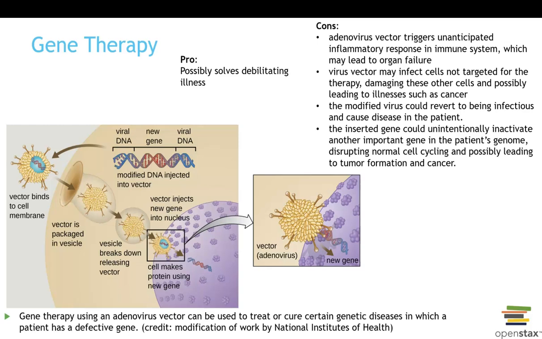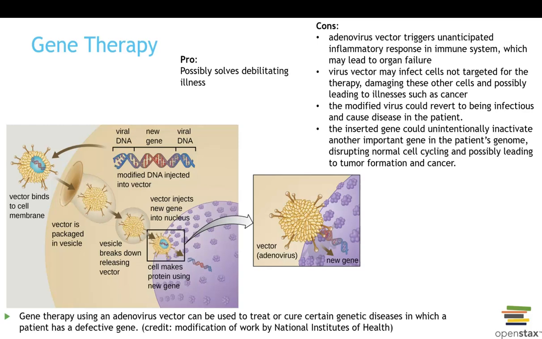There are a lot of possibilities and potential in gene therapy for treatment of illnesses, but unfortunately there are some issues and some ethical problems. For example, these adenoviruses can trigger your immune system, which can cause inflammation and can even cause organ failure.